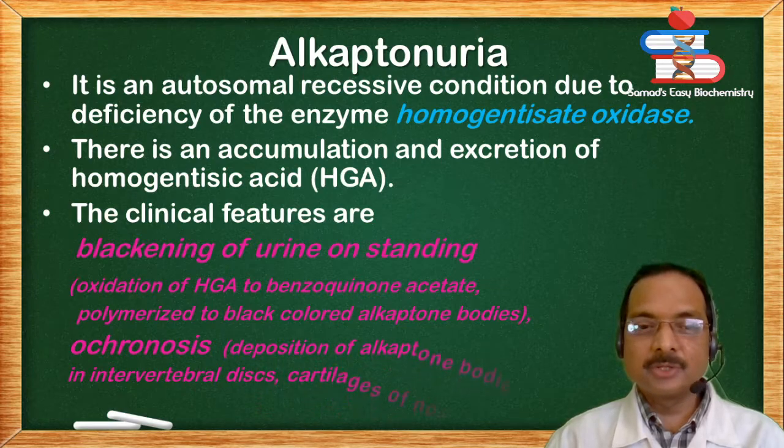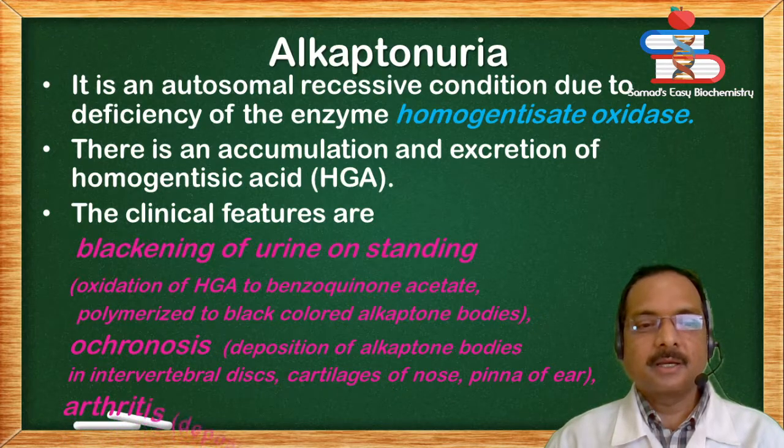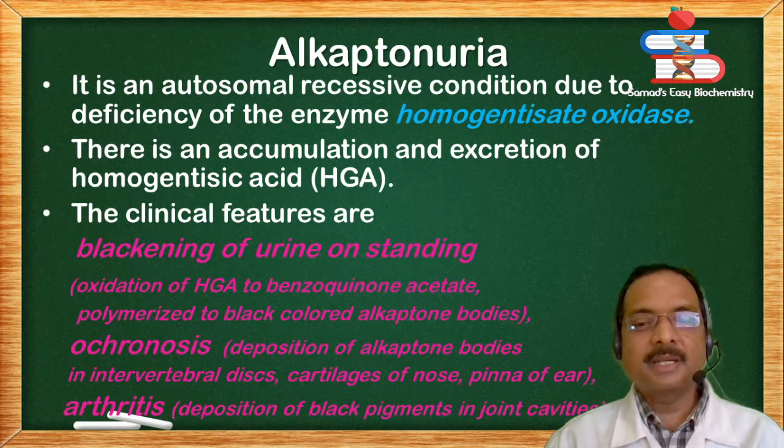Ochronosis, that is deposition of alkaptone bodies in intervertebral discs, cartilages of nose, pinna of ear, etc. And arthritis, deposition of black pigments in joint cavities.